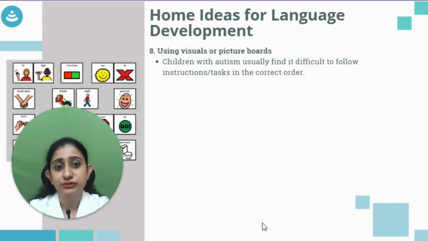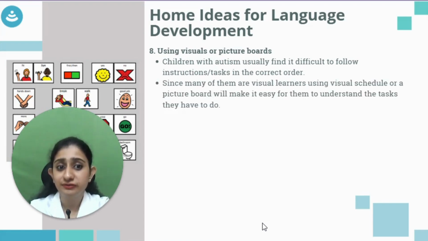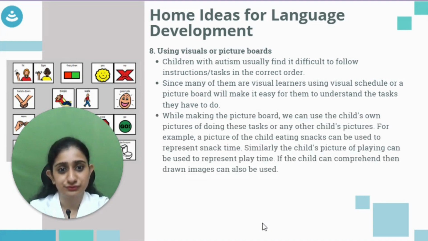Next is using visuals or picture boards. Autistic children usually find it difficult to follow instructions or tasks in the correct order. Since many of them are visual learners, using a visual schedule or a picture board will make it easy for them to understand the tasks they have to do.